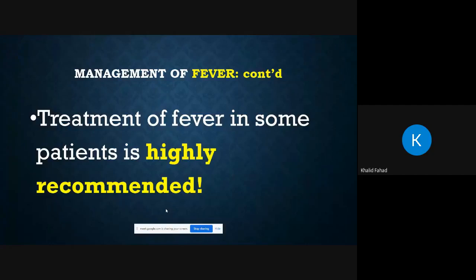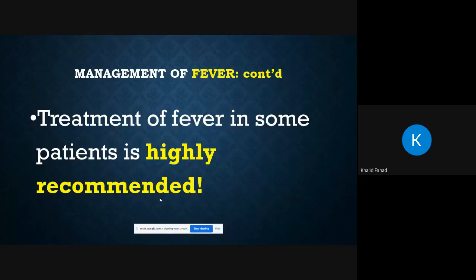Yes, so in the setting of hyperpyrexia, so temperature more than 41.1. Okay, other indication.